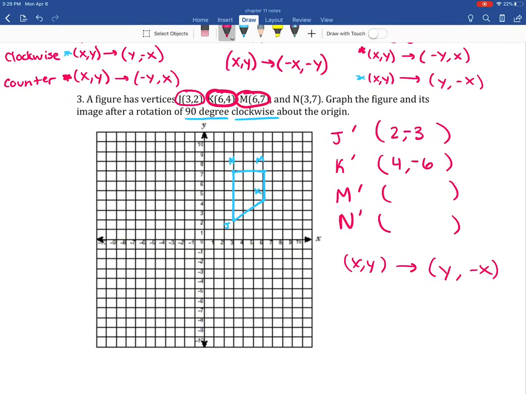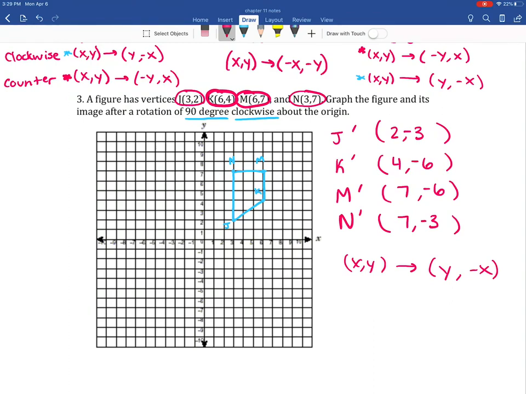M is at 6, 7. I'm going to switch places. 7, 6. And my original x, or the thing in the second position, changes signs. It was positive, it's now negative. My last one, N, was at 3, 7. So I switch it first. And the original x, or the thing that's now in the second position, becomes negative.